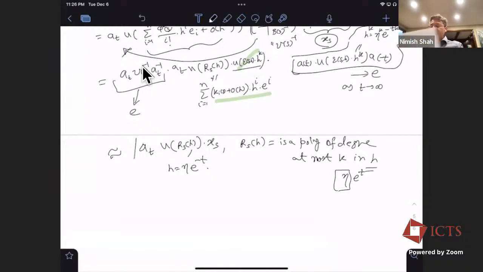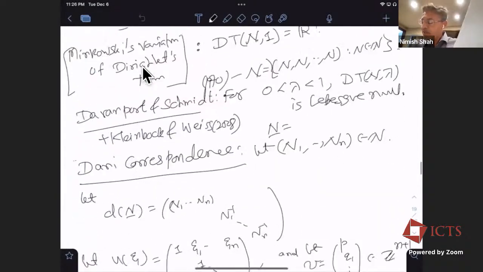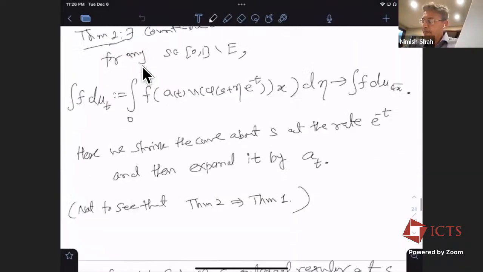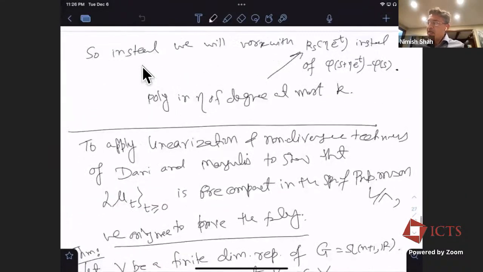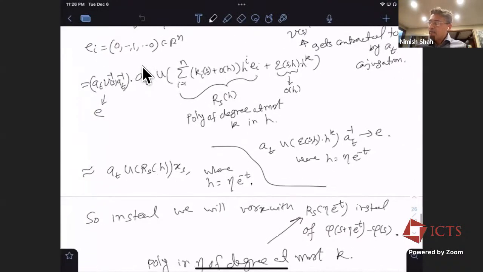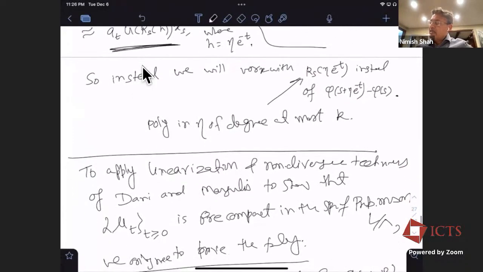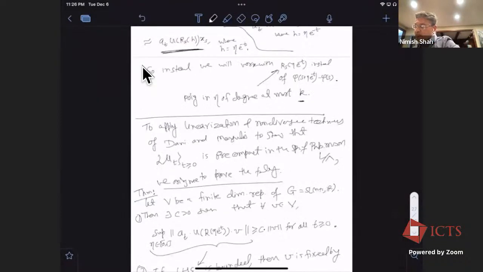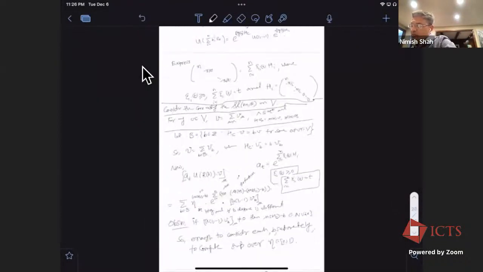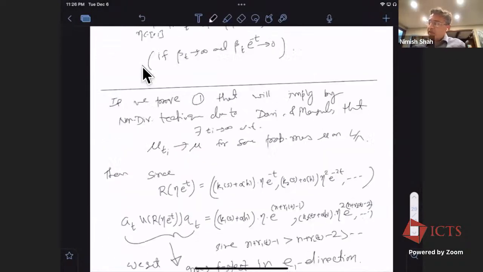So at this stage, maybe I'll just show you some other part of the notes that will help. Just give me a second. Yeah, so at this stage we only need to work with this expression, and it's a polynomial of degree at most k in eta. And to apply linearization, let's see if this is the one. Yeah, this is what I was trying to say.